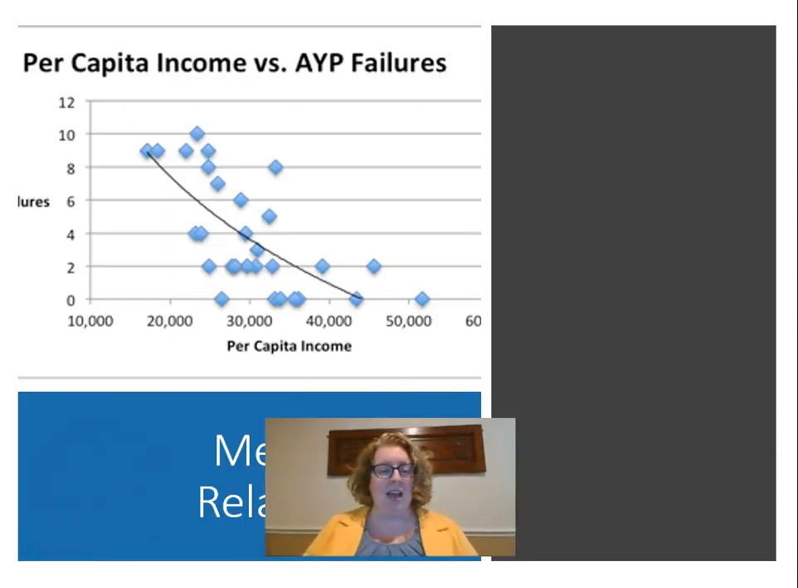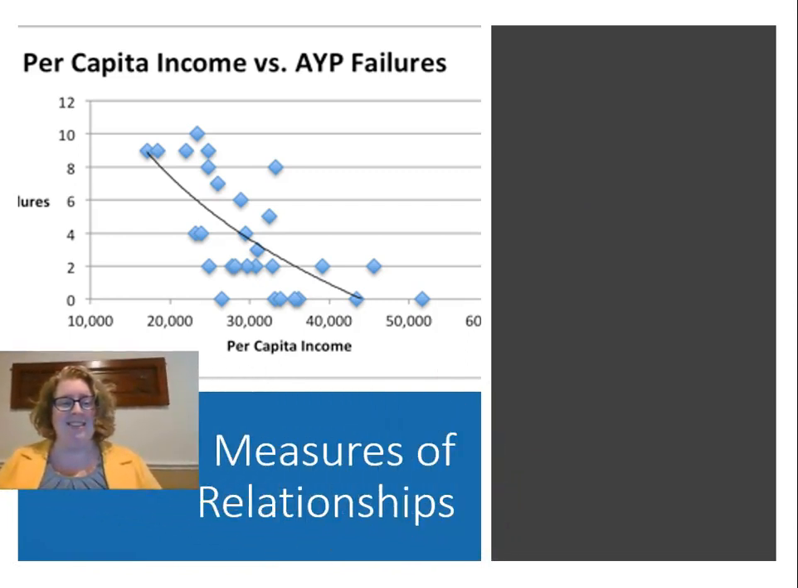Now we're looking at per capita income versus AYP failure. That would be adequate yearly progress, so students who are not passing the state test. Now we have the scatter plot of per capita income and failure rates, and we've drawn a line through that. We can have a computer program draw a line of best fit through that data.